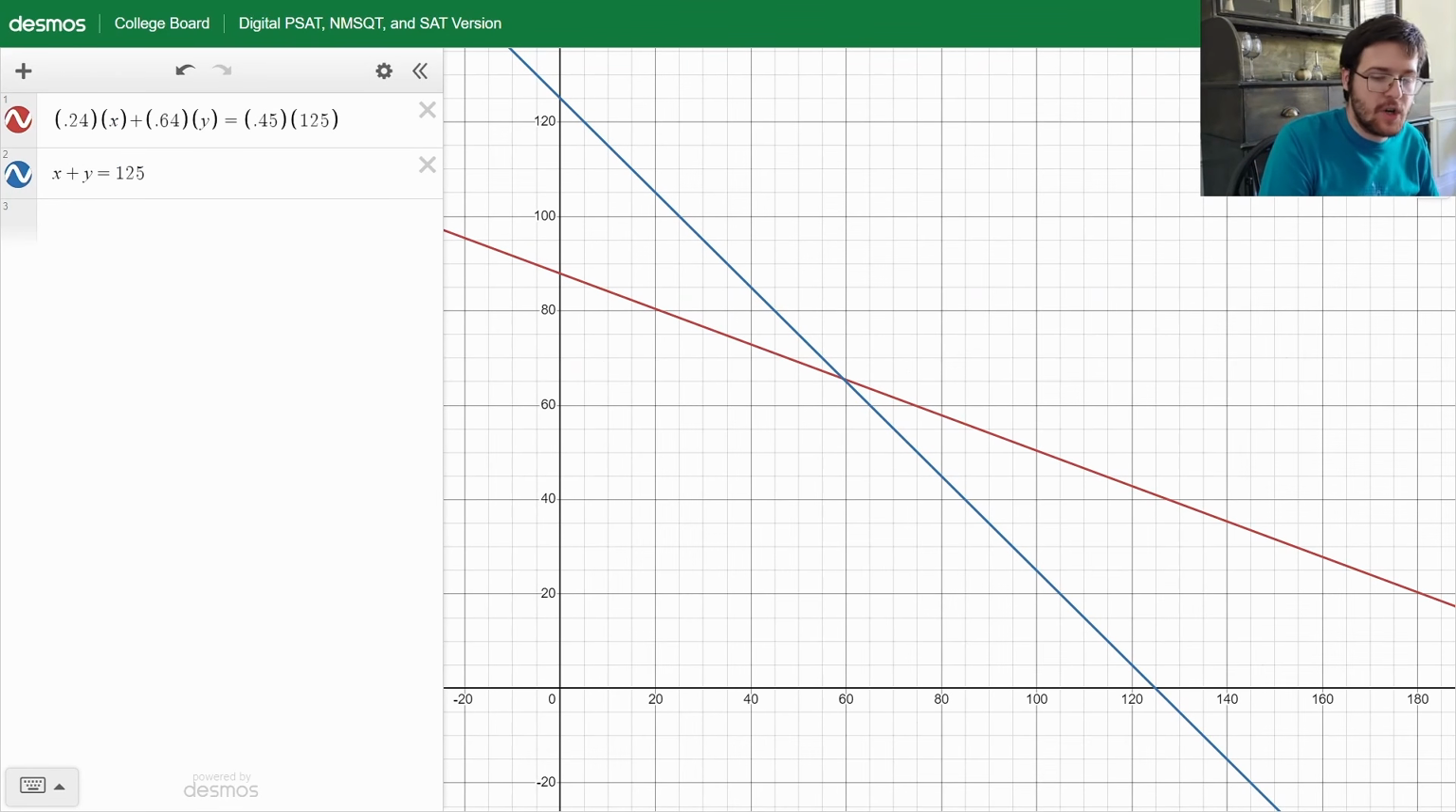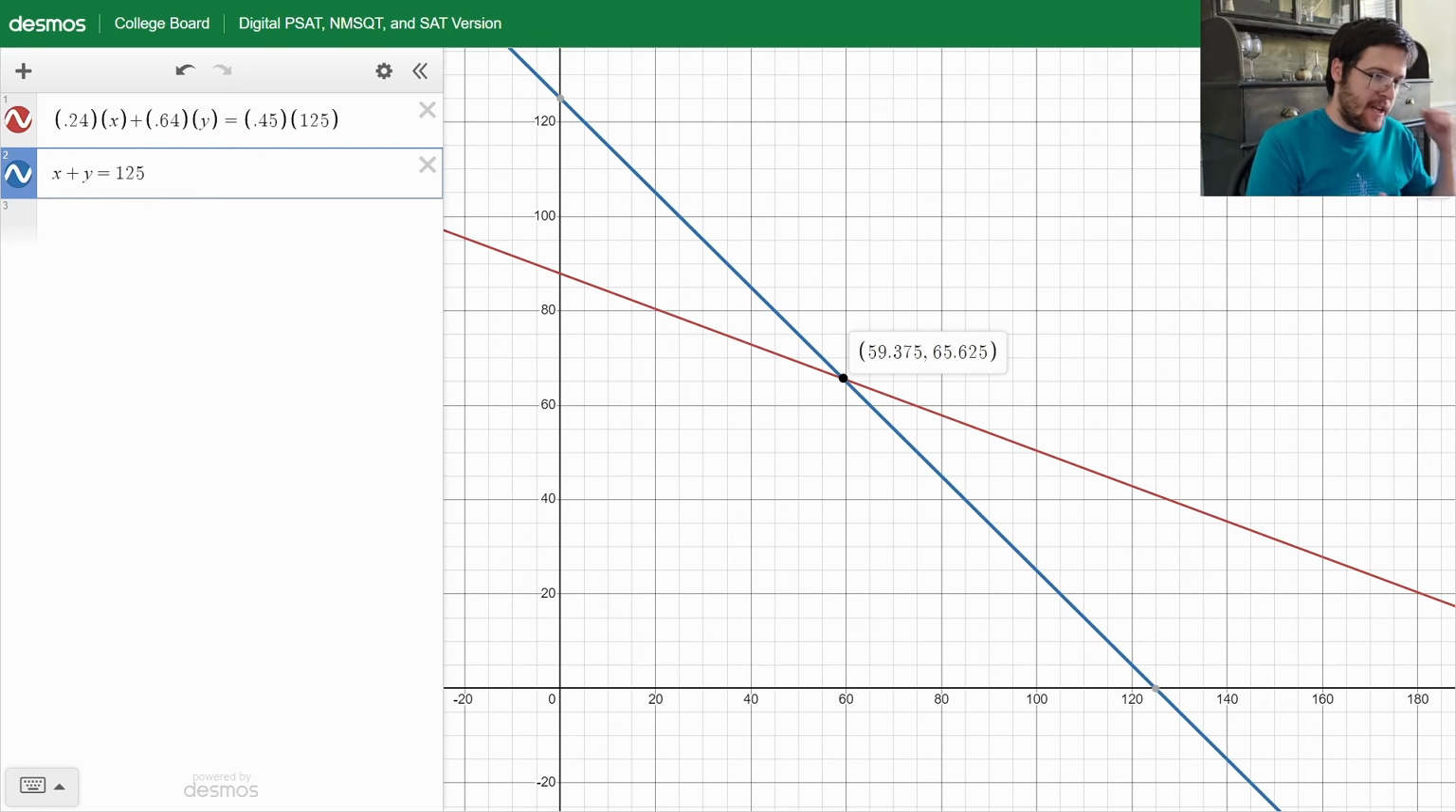Okay, guys, so really all I did was type those two equations in, and now I'm just going to click on where they meet. And we just figured out that X, the total liquid in solution A, is 59.375, and the total liquid in solution B is 65.625. Let's carry on.